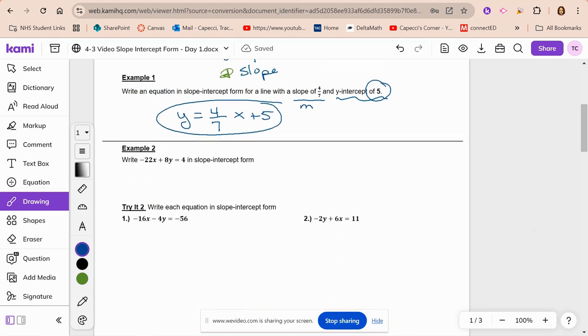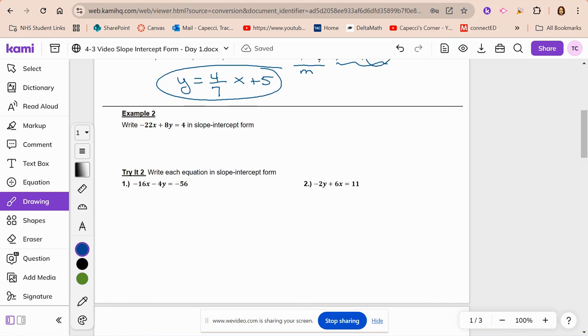All right, in example 2, we're going to take some equations that are not in slope-intercept form, and we're going to put them in slope-intercept form. So there's my wall. Right, I want to get my y by itself. So the first thing I'm going to do is I'm going to add 22x to both sides. And I have 8y is equal to 22x plus 4.